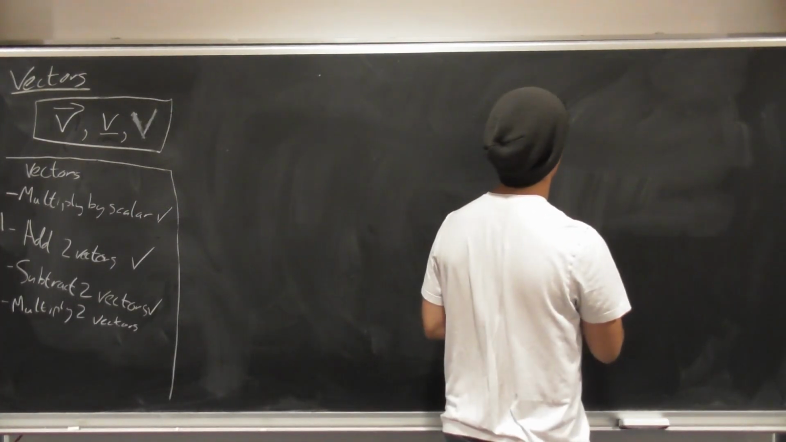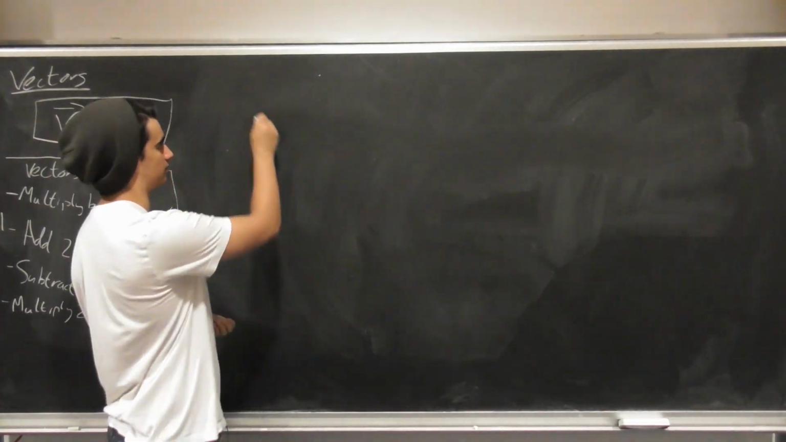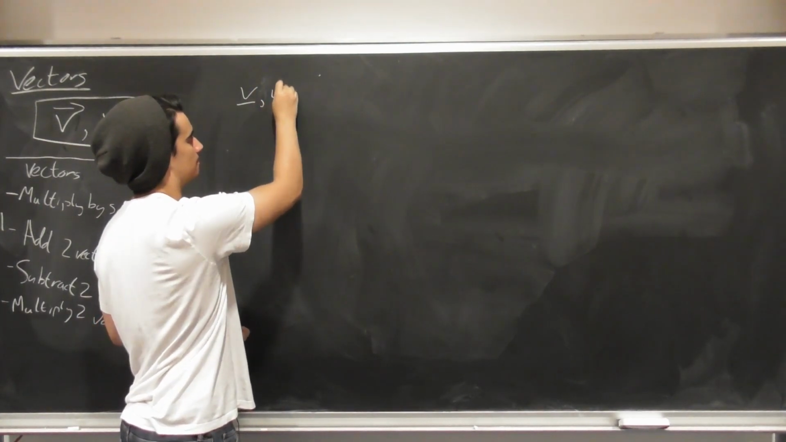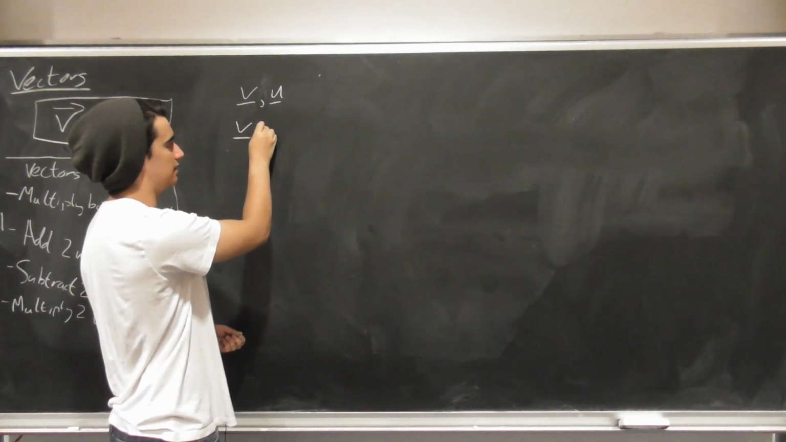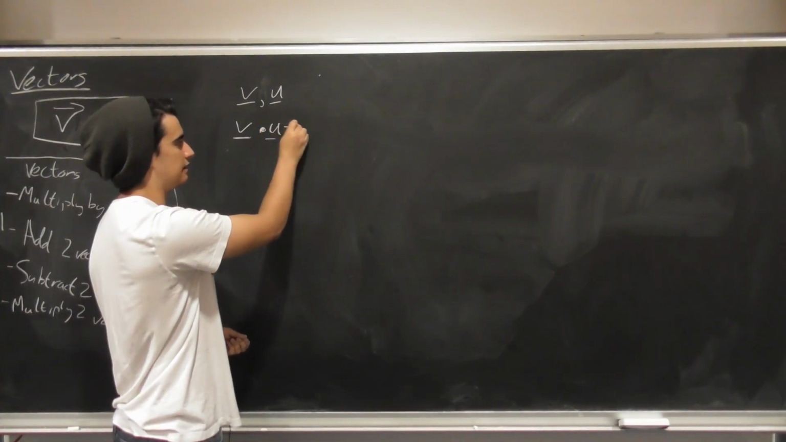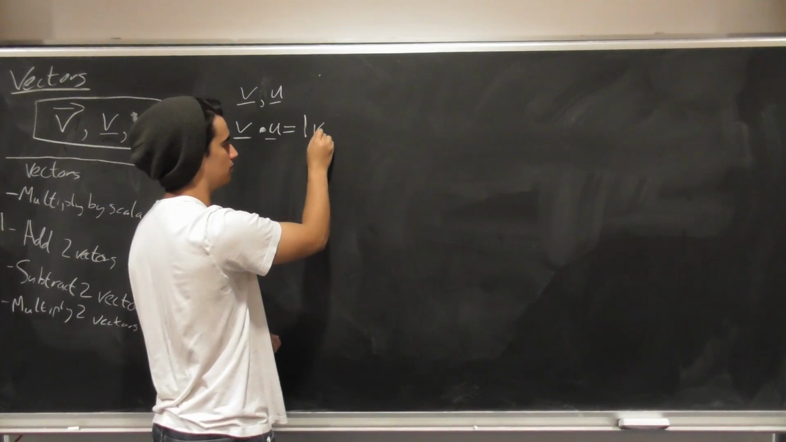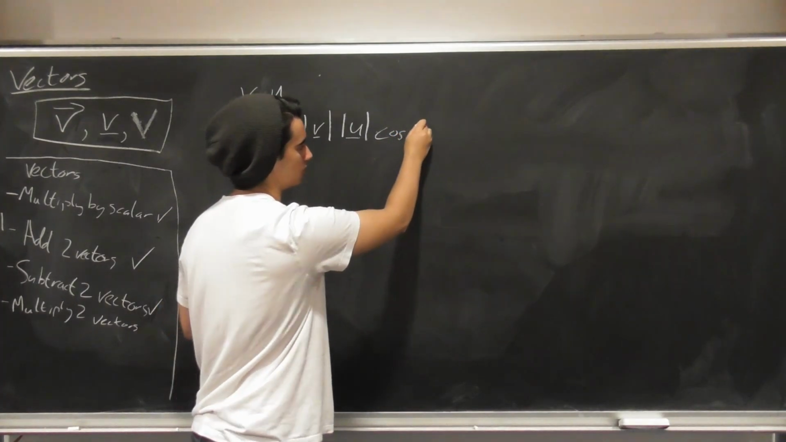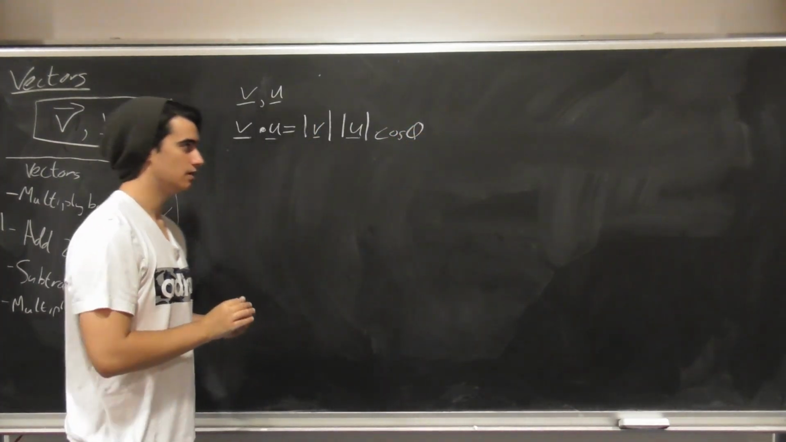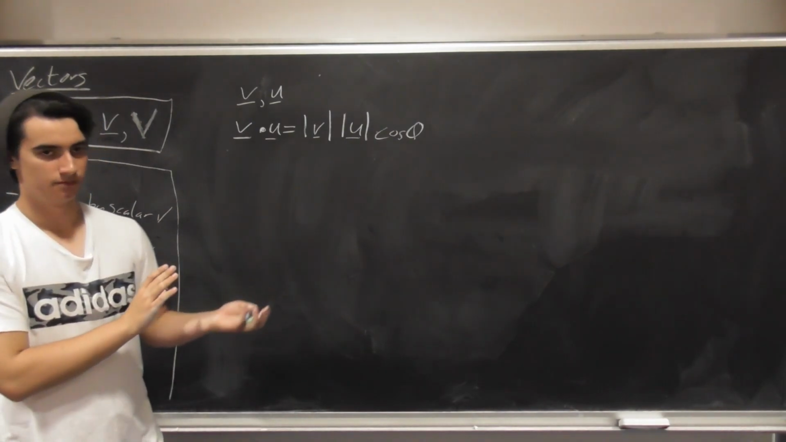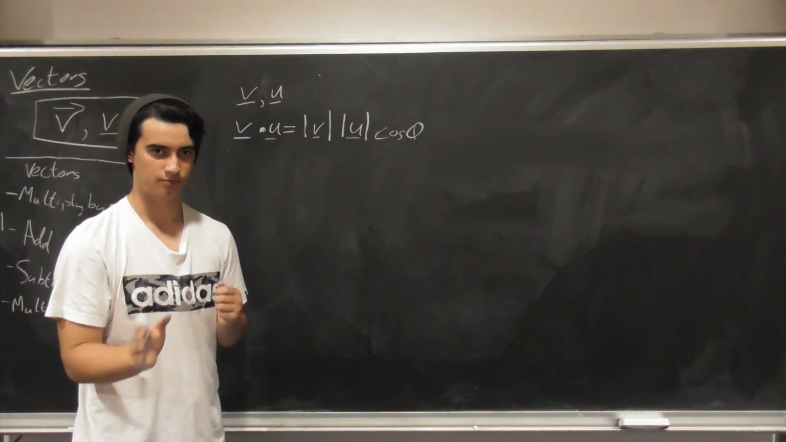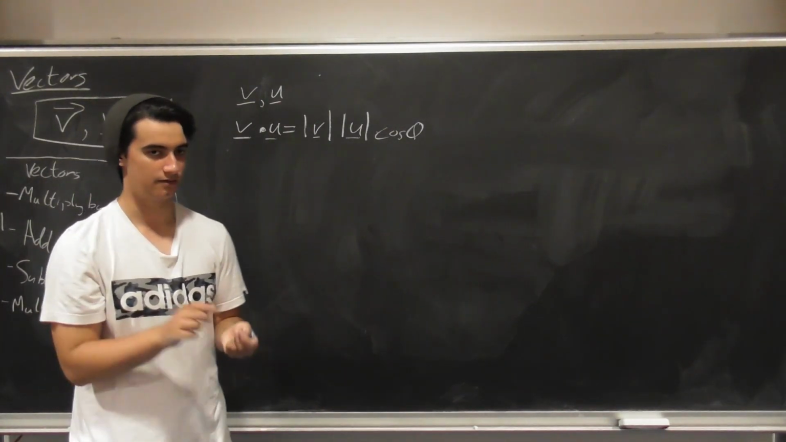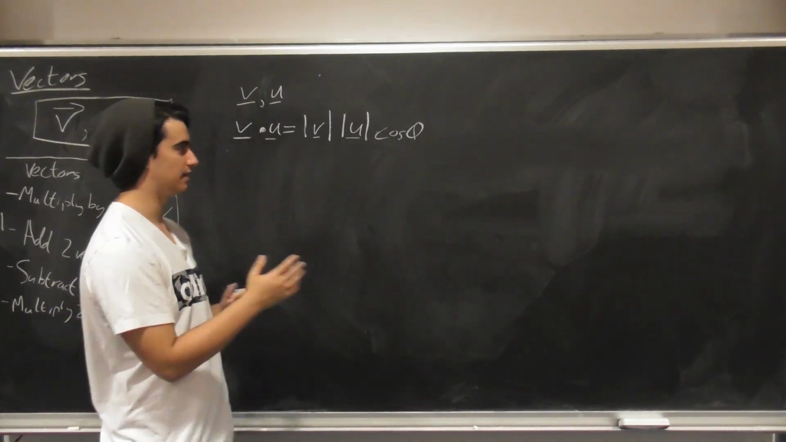Let's define our dot product. If we have some vector v and some vector u, the dot product, v dot u, is equal to the magnitude of v times the magnitude of u times the cosine of the angle between them. Now, how this is derived is not really too important, but using it can be. This is how we really define a dot product in 3D space.